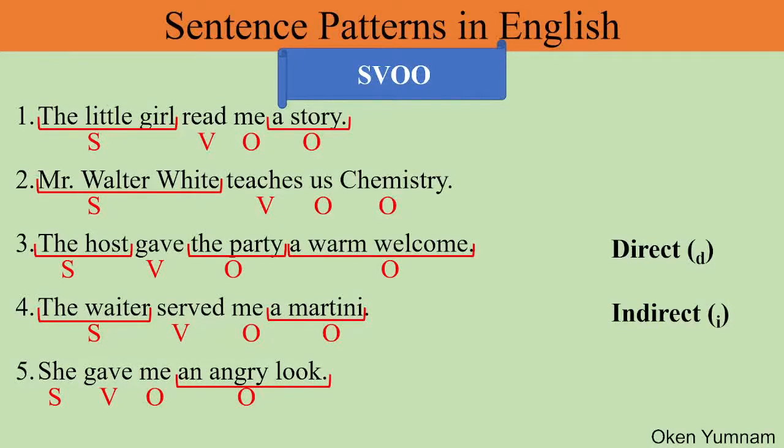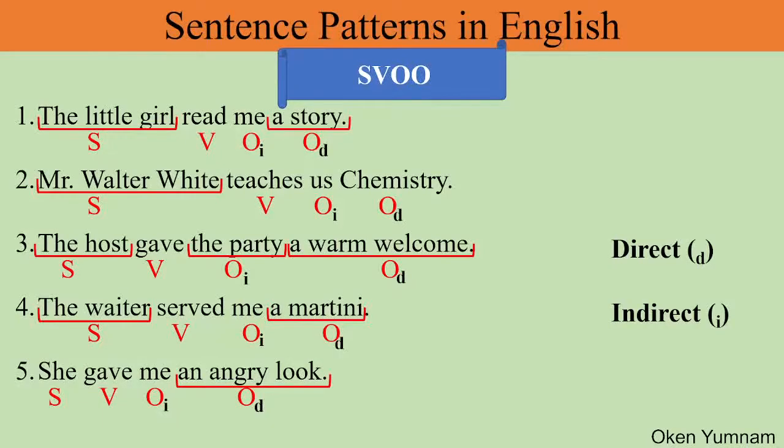So if you look at number 1, the first object, me, is indirect because it is the person who receives something. That something is a story. So a story is the direct object and the person is indirect. Similarly, all the persons in numbers 2, 3, 4, and 5, like us, the party, me, again me, are all indirect objects, and the things they get or receive are direct objects like chemistry, a warm welcome, a martini, an angry look. So this is how we identify direct and indirect objects.